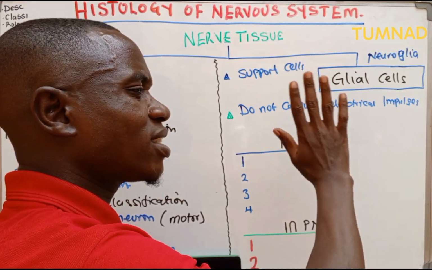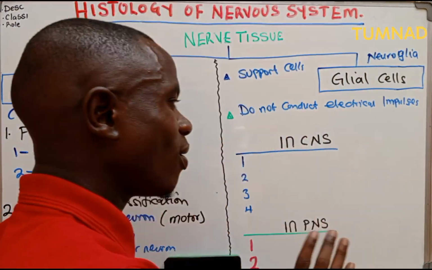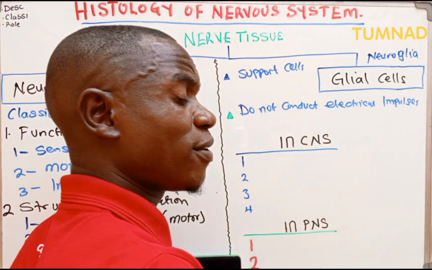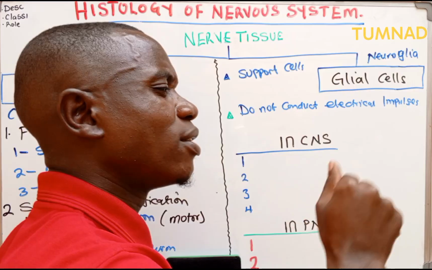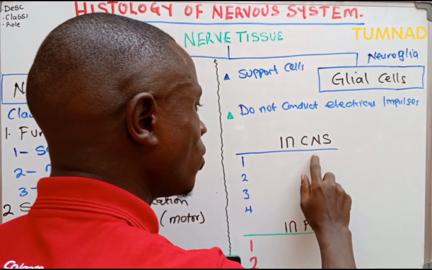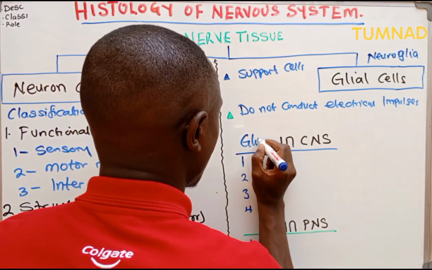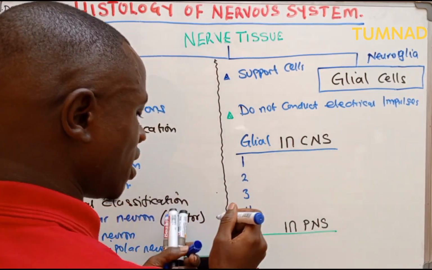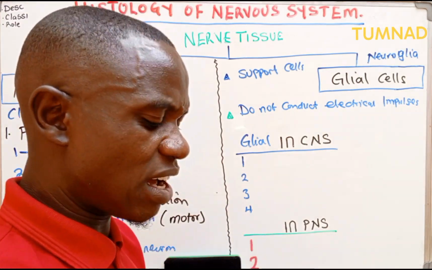We have these glial cells. Some of them are going to be residing in the central nervous system only, while others are going to be residing in the peripheral nervous system. Those which are going to be in the central nervous system cannot be in the peripheral nervous system. So let's have a look at the glial cells in the central nervous system. What are those examples of glial cells in the central nervous system?